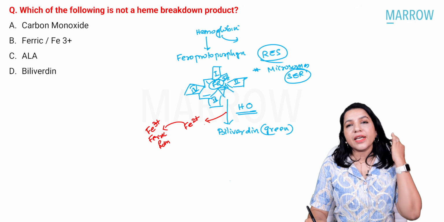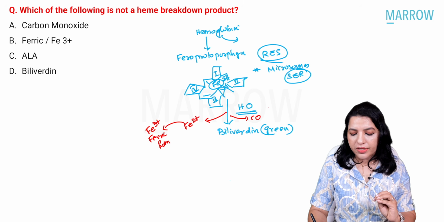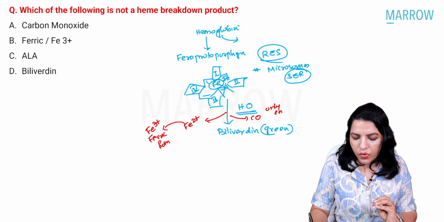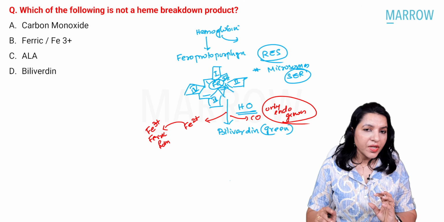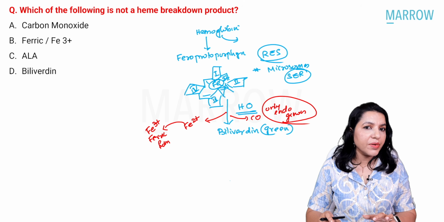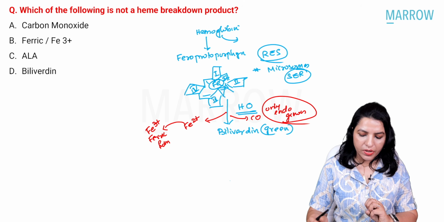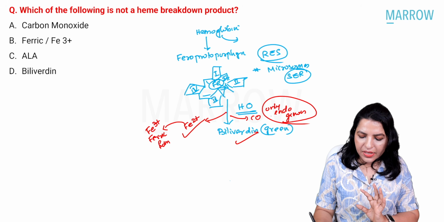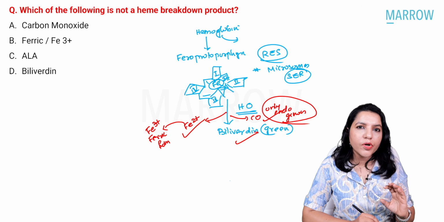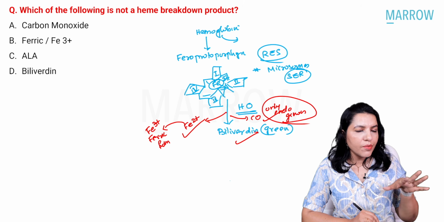Then, the next very important product is carbon monoxide. This is considered as the only endogenous source of carbon monoxide. Only endogenous source of carbon monoxide is this reaction. And this is the reaction which is taking place in the reticuloendothelial system within the smooth endoplasmic reticulum. So, you can see all these, biliverdin, ferrous iron and carbon monoxide, are all the products of the heme catabolism in the very first step itself, that is the heme oxygenase step.